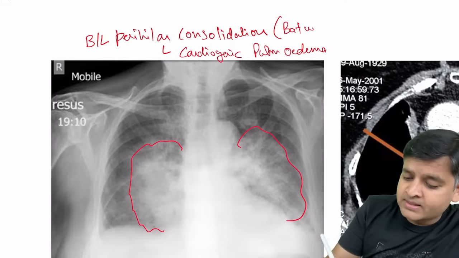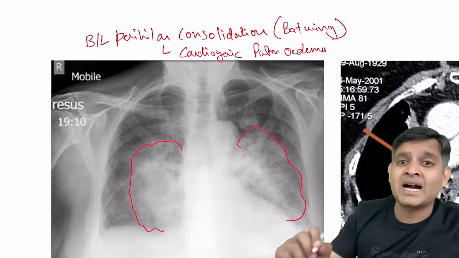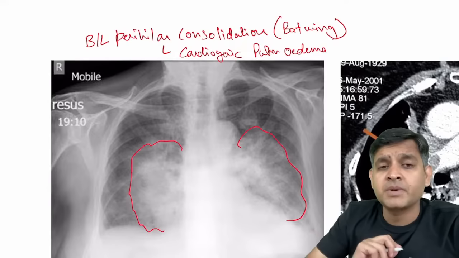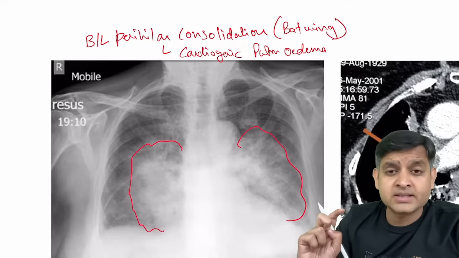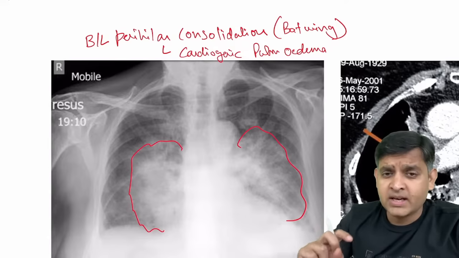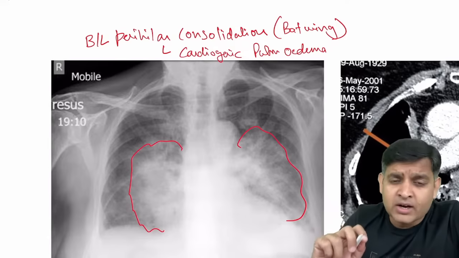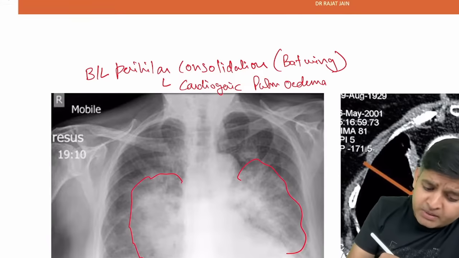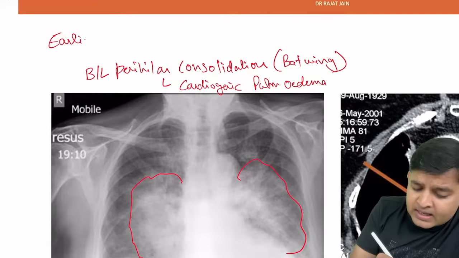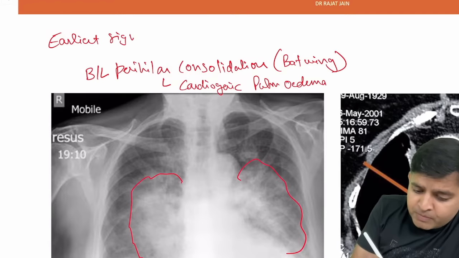Cardiogenic pulmonary edema. This is called the bat wing sign or bat wing appearance. Bilateral perihilar consolidation is called bat wing appearance, and this is seen in cardiogenic pulmonary edema. Now, who will tell me what is the earliest sign of pulmonary venous hypertension?